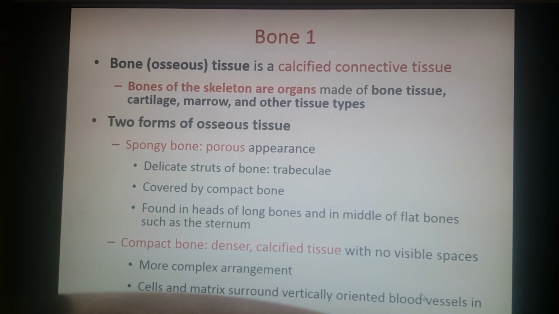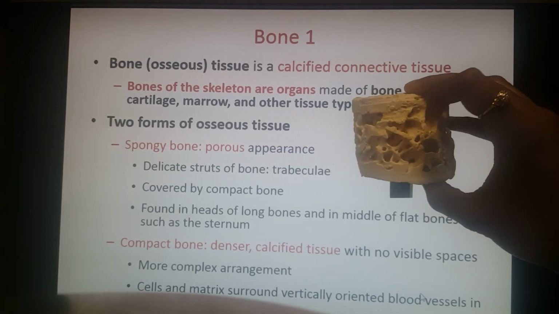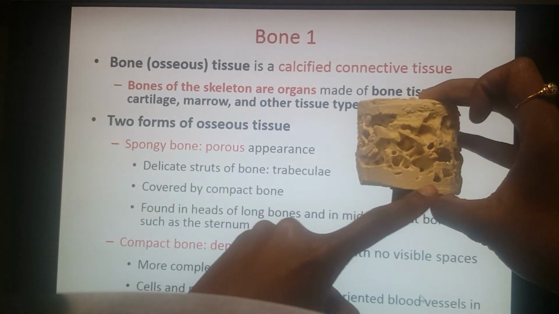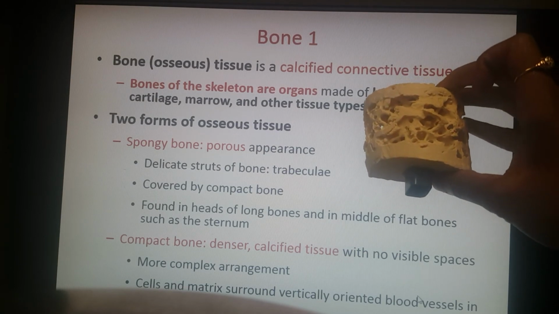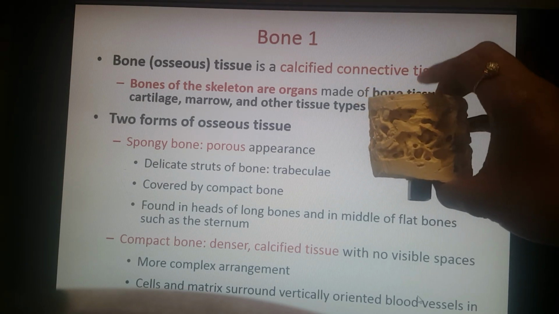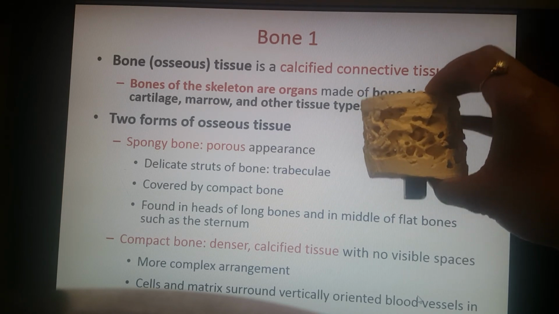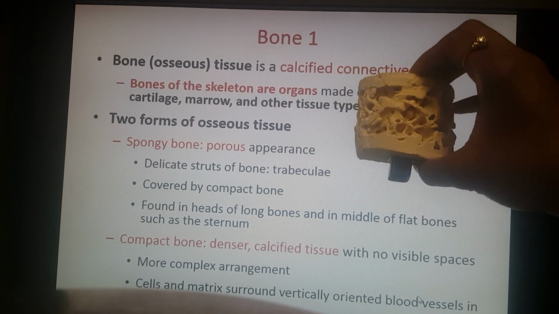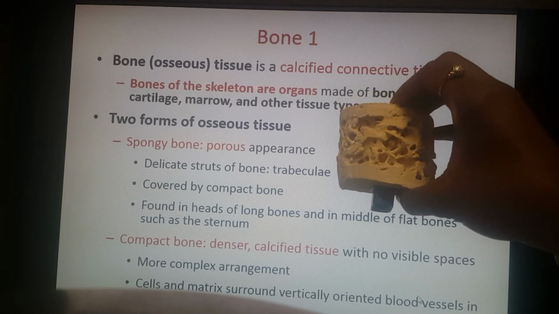There are two forms of osseous or bone tissue. You have spongy bone, which is porous in appearance. In our little model here, the part on the inside is the spongy bone, and the part on the outside is the other type, which is compact bone. Spongy bone looks spongy, but actually it's very hard. The structures in there are our trabeculae. Your spongy bone is always going to be covered by compact bone, and this type of bone is found in the heads of your long bones as well as the middle portions of your flat bones.